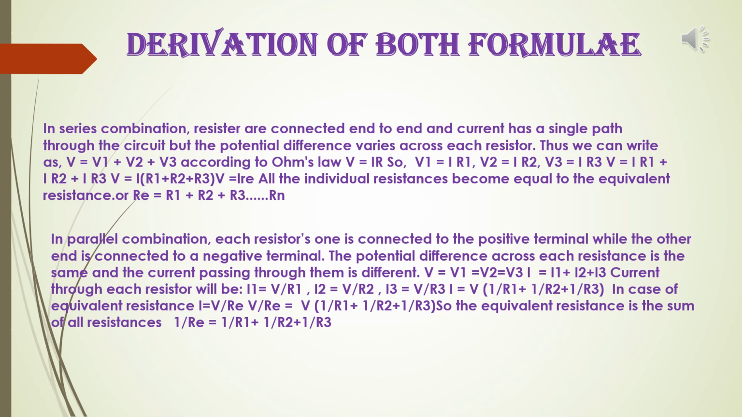Therefore, if I take V common, I is equal to V into 1 by R1 plus 1 by R2 plus 1 by R3. In case of equivalent resistance, I is equal to V by Req. That means equivalent resistance. So V by equivalent resistance is equal to V into 1 by R1 plus 1 by R2 plus 1 by R3. So 1 by R is equal to 1 by R1 plus 1 by R2 plus 1 by R3.